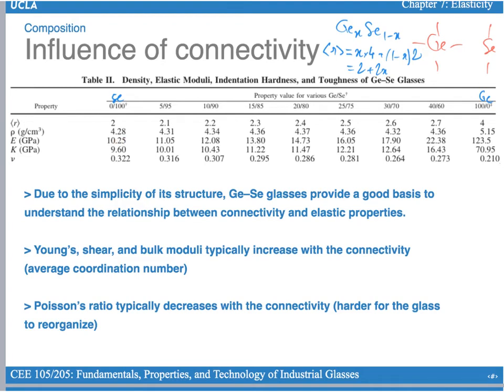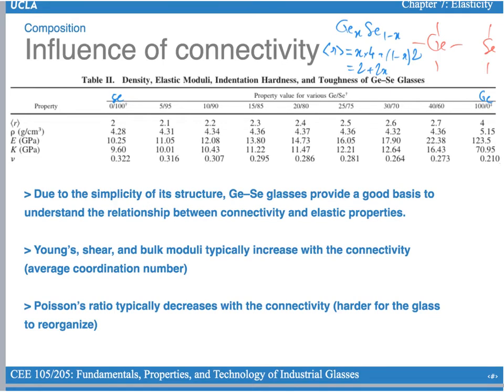So in that case, if you have more bonds, then the overall stiffness of the glass is going to be increased. So both the Young's modulus and the bulk modulus will be increasing with increasing fraction of highly coordinated germanium, because it creates more bonds. So the stiffness of the glass is increasing.